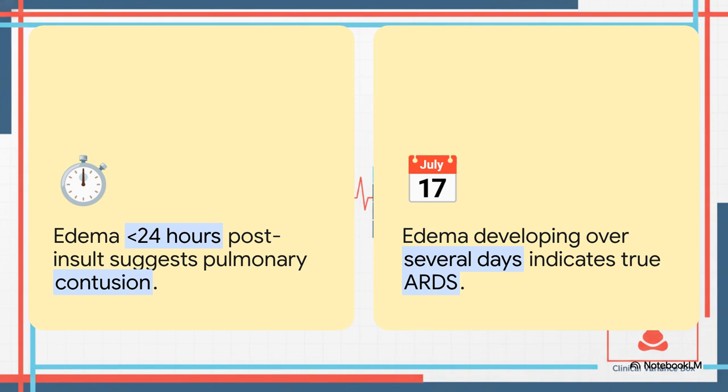Remember, timing is literally everything. Rapid bilateral infiltrates popping up immediately post-trauma, that isolates a contusion. But consider a 75-kilogram septic shock patient developing diffuse edema over several days. That's true ARDS. And if refractory hypoxemia persists despite optimized PEEP, it's going to force you to rely on early prone positioning, up to 16 hours a day, to recruit those collapsed dorsal alveoli.